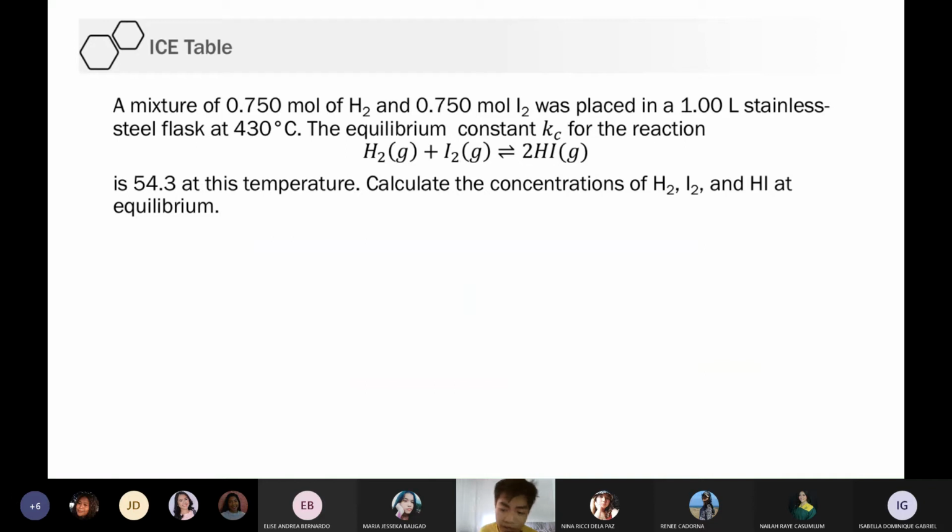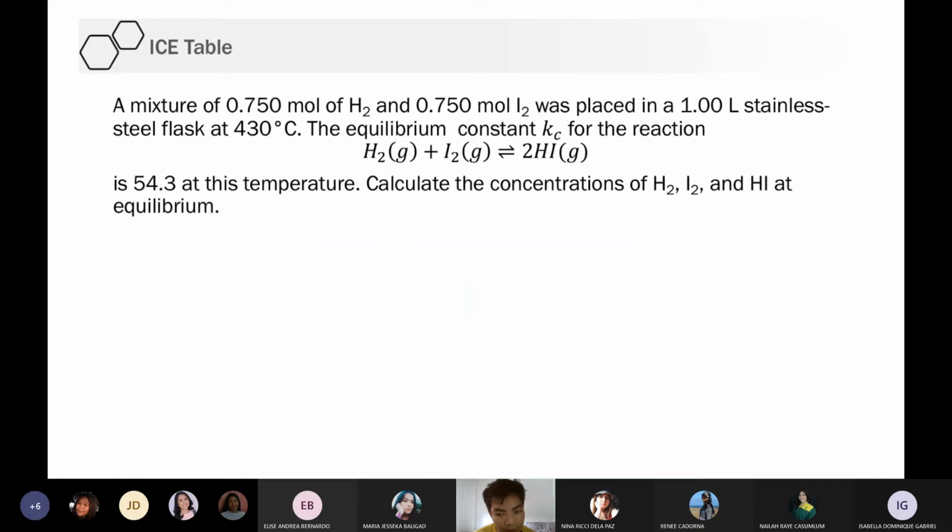A mixture of 0.75 moles of hydrogen and 0.75 moles of iodine gas was placed in a 1-liter steel flask at 430 degrees Celsius. The equilibrium constant Kc for the reaction is 54.3 at this temperature. Calculate the concentration of H2, I2, and HI at equilibrium.